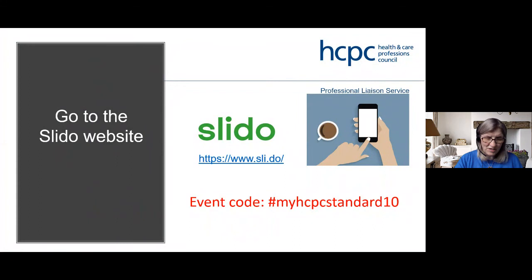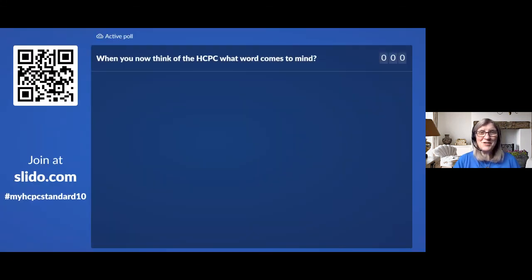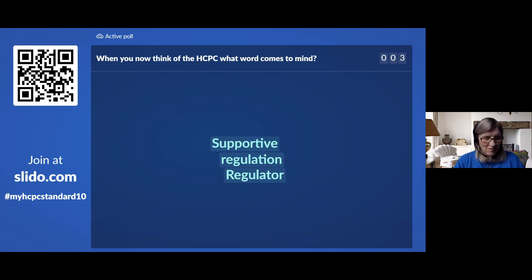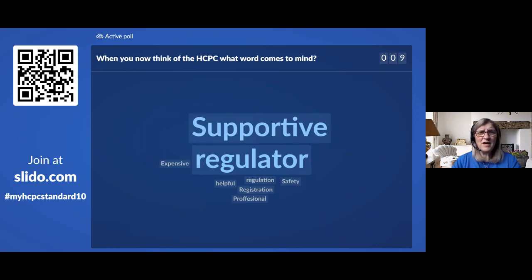So my next question is, now when you think of the HCPC, what word comes to mind? It's useful for us to see if it's any different or the same. That's always quite nice. And I think most of the answers we're getting are things like regulatory standards, which is quite useful as well. Supportive, expensive is up there again. But we've got supportive coming through quite a bit, and I'm hoping that's what we are hoping to be.